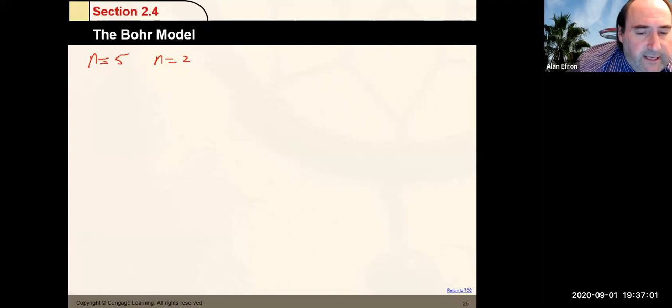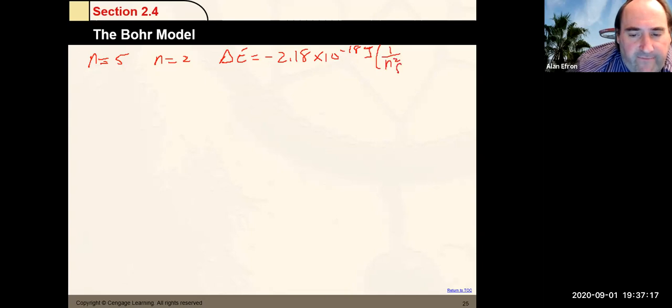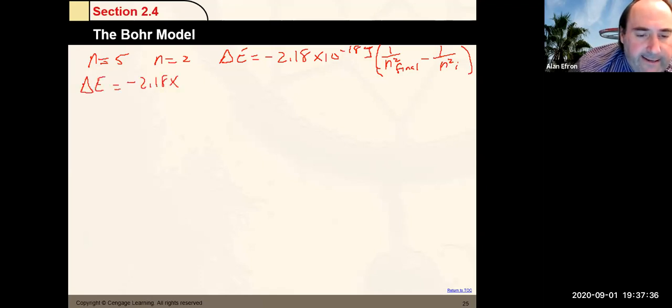So whenever we're trying to figure out the energy associated with that, we're going to use that equation that we saw in lecture at the end there. The change in energy is minus 2.18 times 10 to the minus 18 joules. I'm going to round that number just to make it a little bit easier. 1 over n squared final, so the final guy, minus 1 over n squared initial, so your initial energy level. So we could calculate right off the bat the change in energy here, going to be minus 2.18 times 10 to the minus 18 joules.